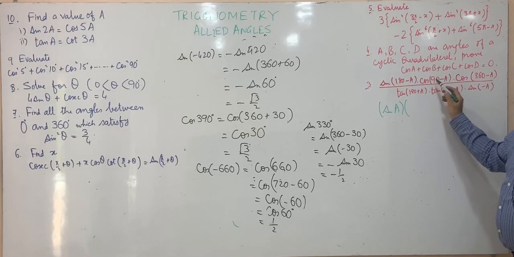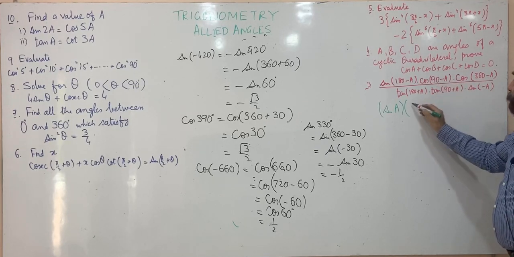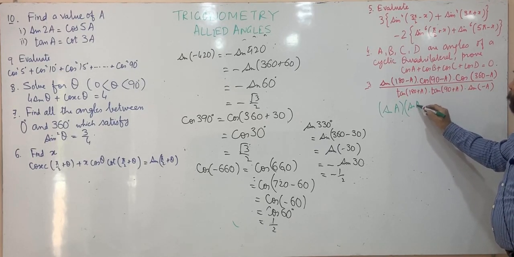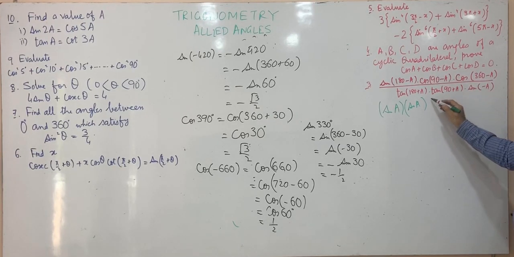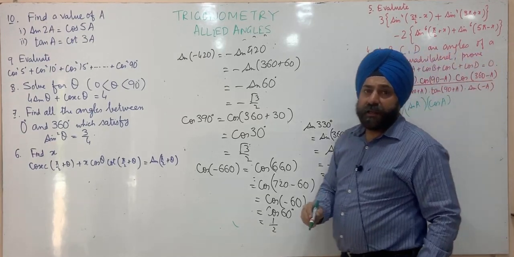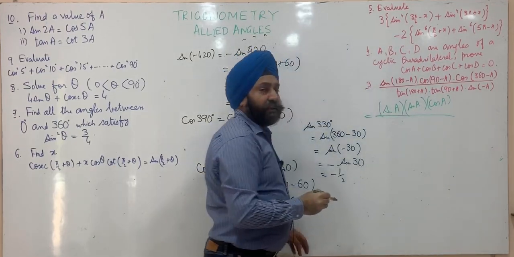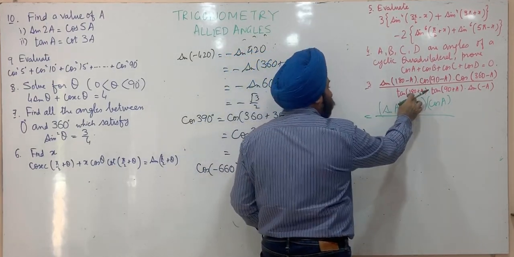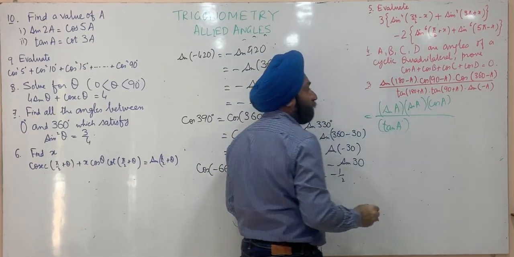Cos of 90 minus a, 90 is an odd multiple, so cos will change to sine, this is sine of a. Cos 360 minus a, this is in the fourth quadrant, so cos of a. Tan 180 plus a, this is in the third quadrant, 180 is an even multiple of 90 degrees, so the ratio doesn't change, it's tan of a.